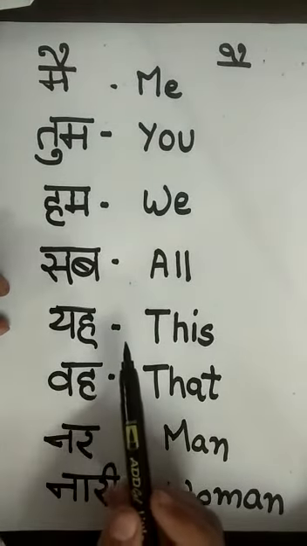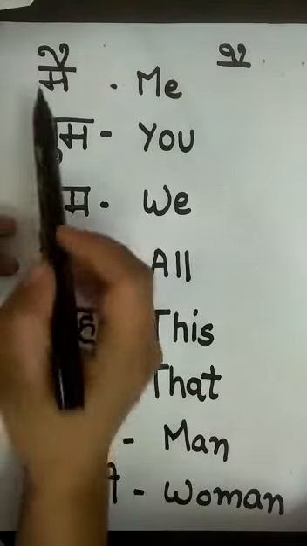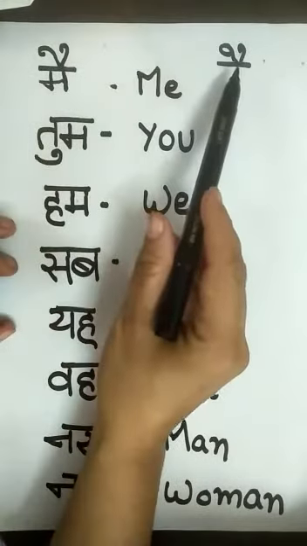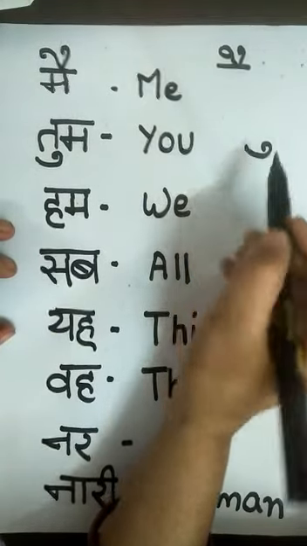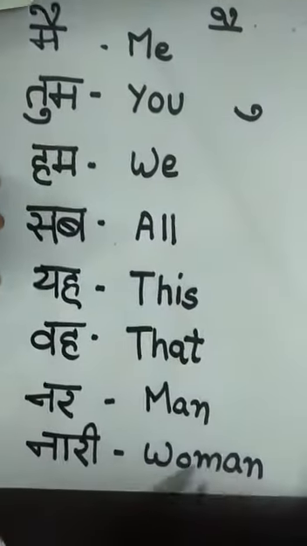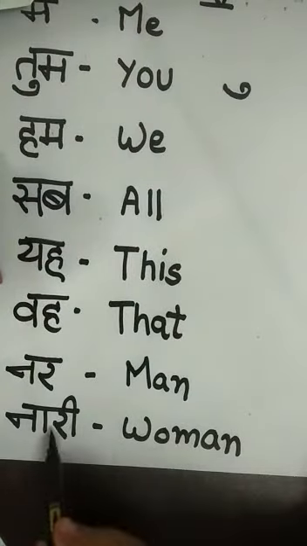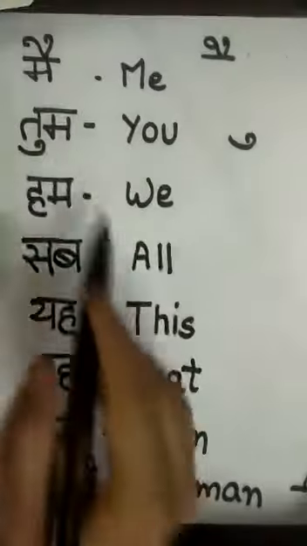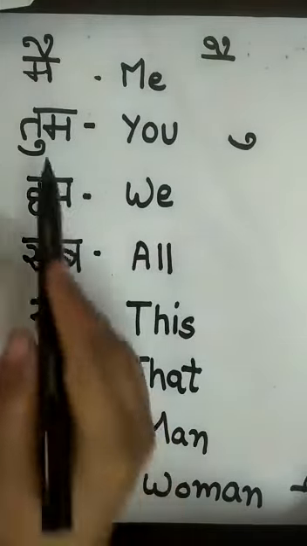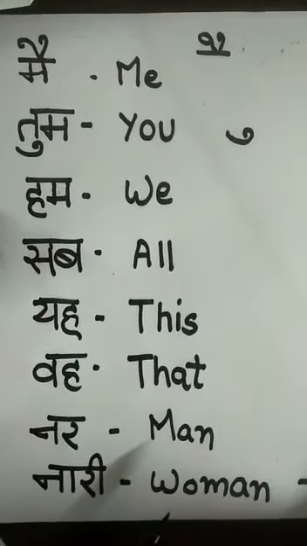See, at 2-3 places I have used the matras. Here I have used A. Here we'll use small U, tum. Now here Nari, in Nari we have used badi E ki matra. There's 3 matras we have used. So this is how you learn.